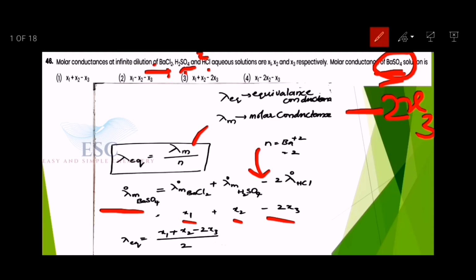So the right option is (X1 plus X2 minus 2X3) by 2, because 2 electrons are required here, the number of electrons is 2. That's why the right option is X1 plus X2 minus 2X3 by 2. So the third option is the right option.